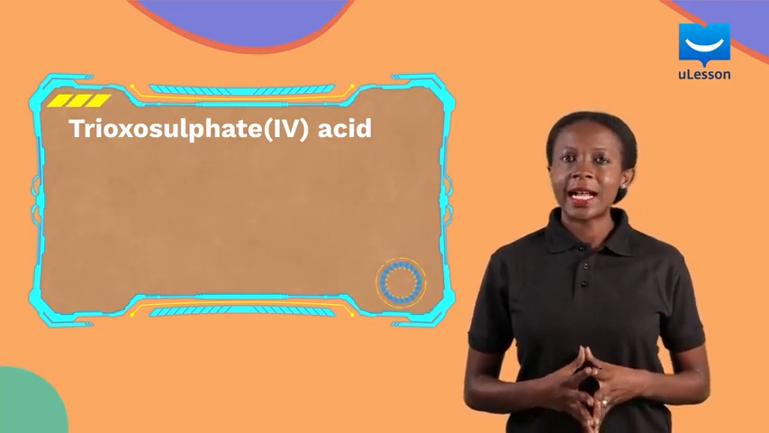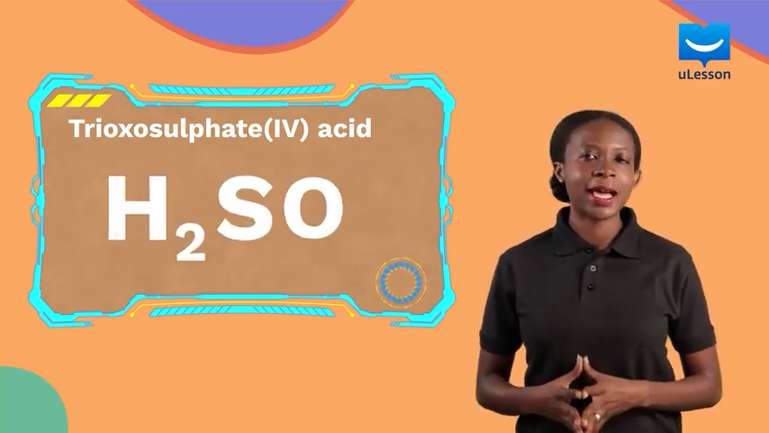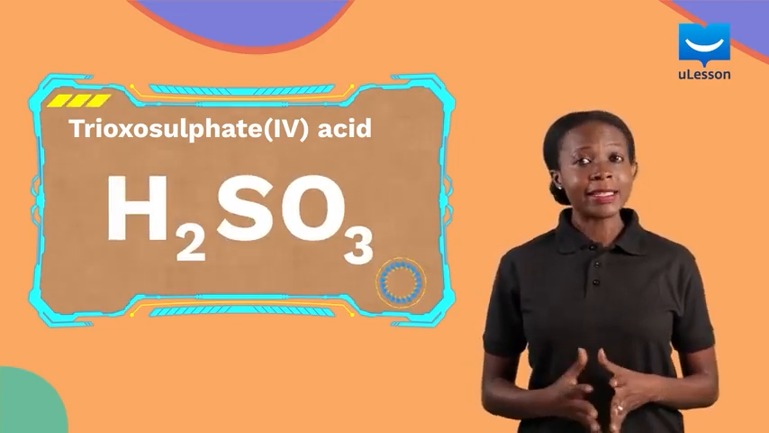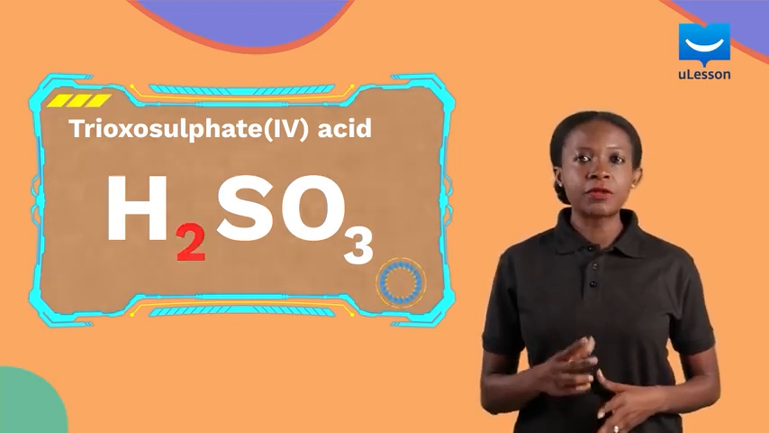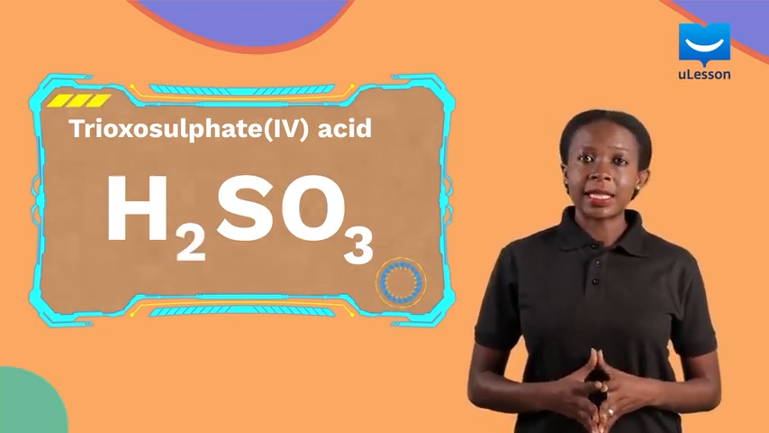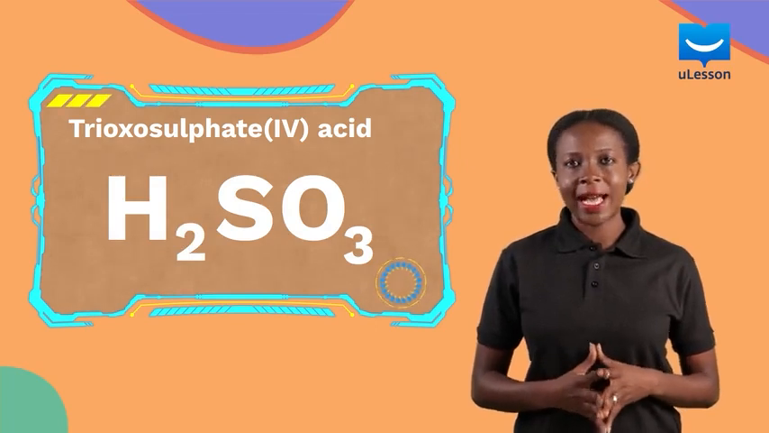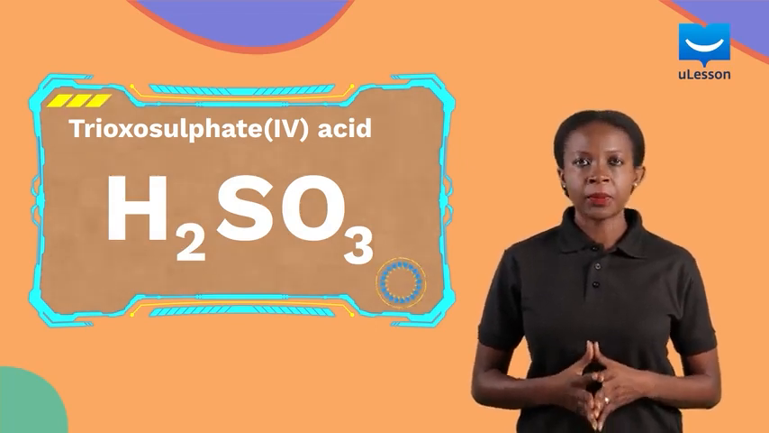Trioxosulphate IV acid has the chemical formula H2SO3. Like tetraoxosulfate VI acid, it has a basicity of 2. In other words, it has 2 replaceable hydrogen atoms in its molecule.